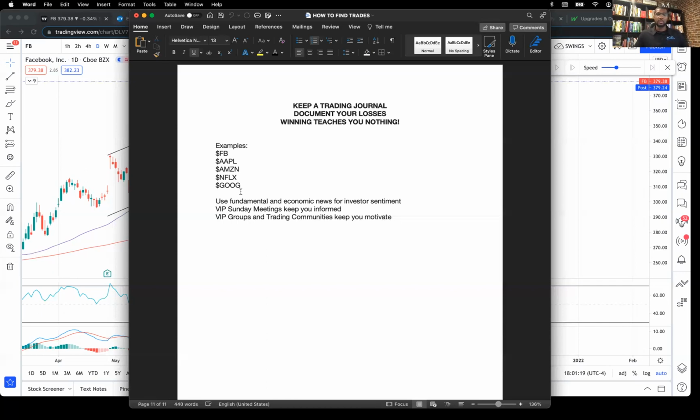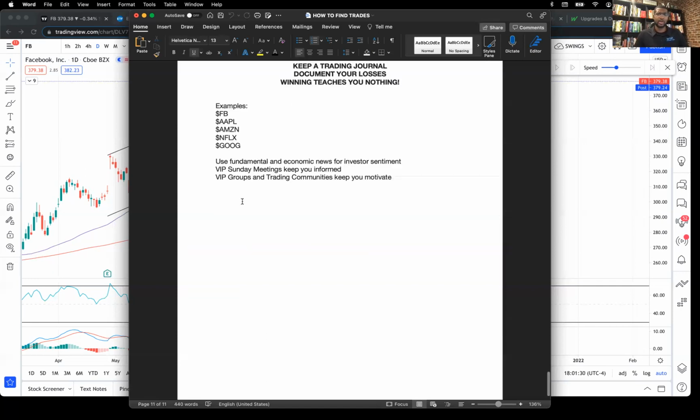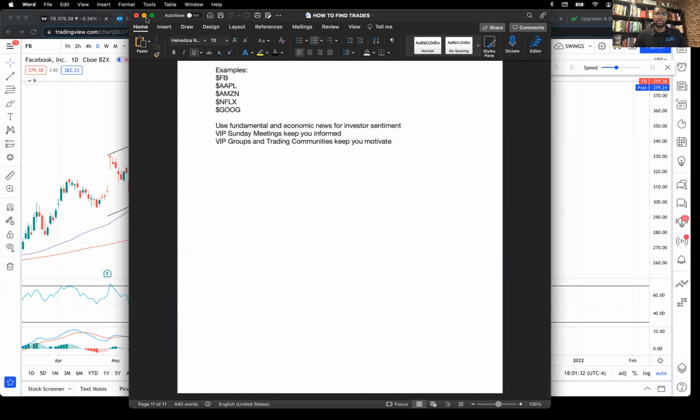So use fundamental and economic news for investor sentiment. Tap into the VIP Sunday meetings to keep you informed. And the VIP groups and trading communities always keep you motivated and keep you tapping into the market. Take advantage of all of that. That's all here for you, and that's all gonna help you continue to win, all right?